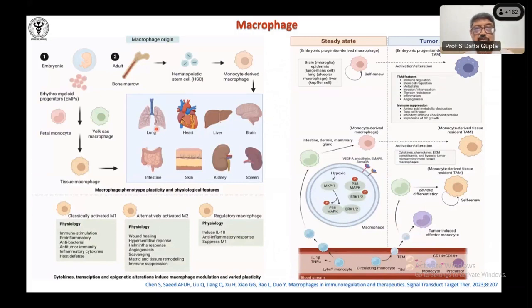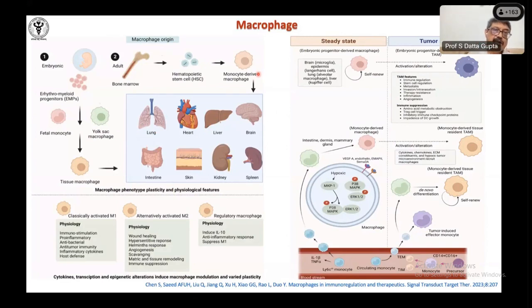So the macrophage, you have to know, they are embryonic in origin. They come from the bone marrow, hematopoietic stem cells, and they invariably get located in various organs in the body. Now, these macrophages, which come directly from the embryonic stem cells, live for a long time, and they can renew themselves.